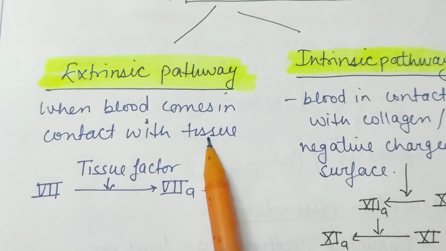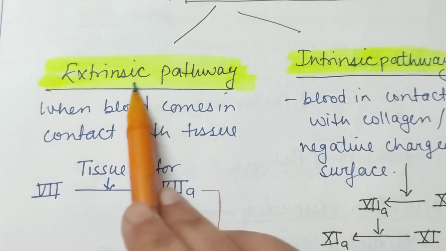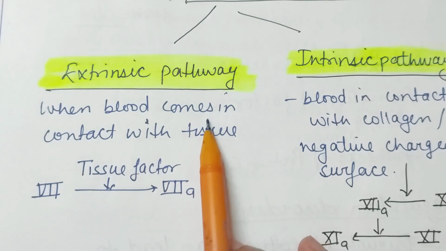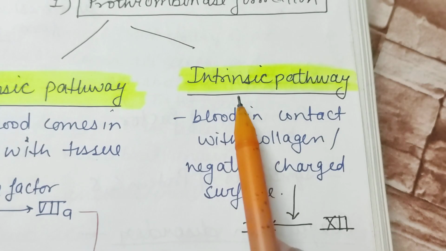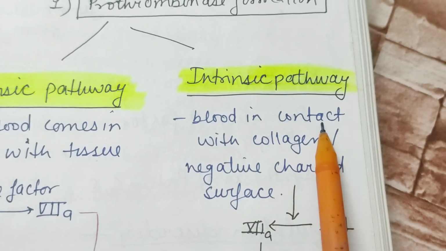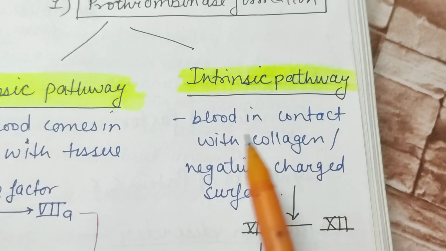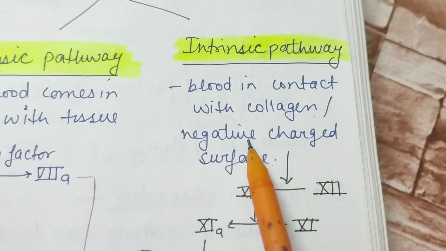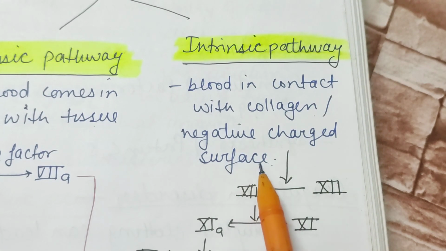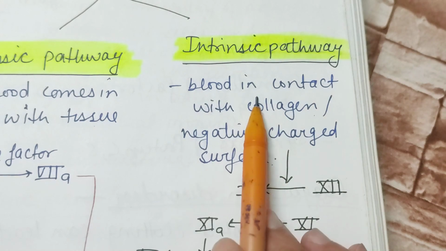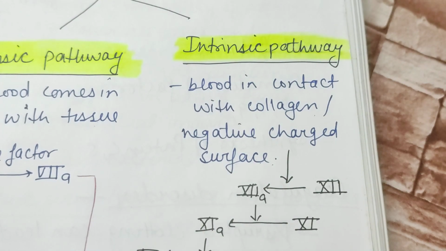Okay, so that is tissue factor. So if extrinsic pathway is there, it means there is a complete cut in the wall. Intrinsic pathway is basically when blood comes in contact with either collagen or a negatively charged surface. So it can be achieved by just putting the blood in a test tube, a negatively charged glass surface. Okay, so intrinsic pathway can be achieved this way.